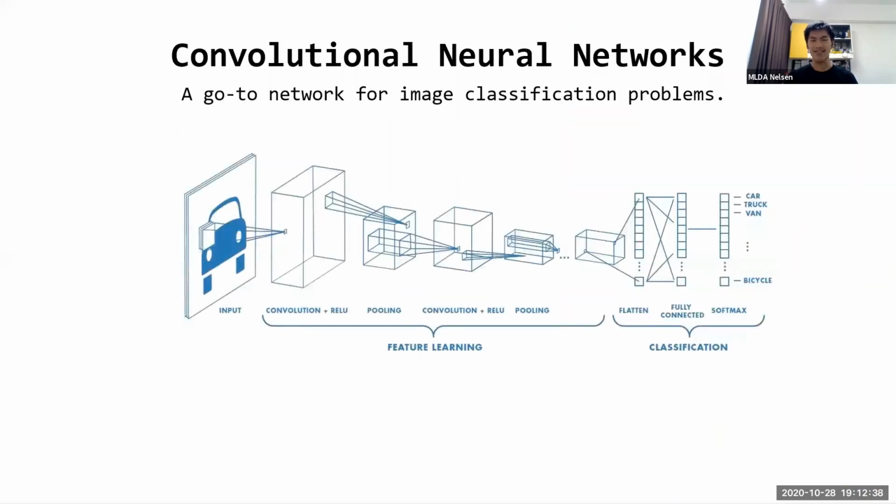So the answer of the question just now is actually convolutional neural network. Convolutional neural network is a go-to for image classification problems. And we can see later on, image classification problem is actually the base for object detection problem.